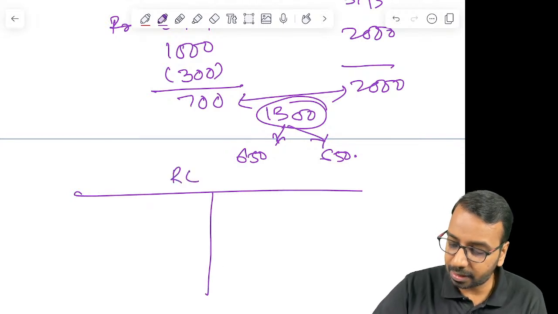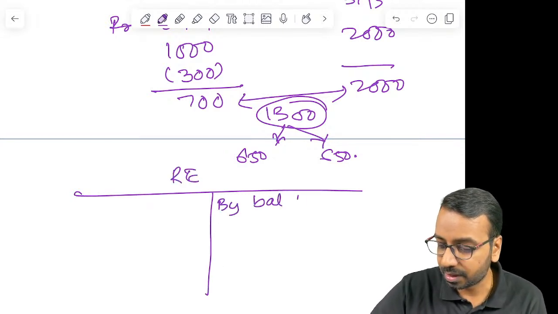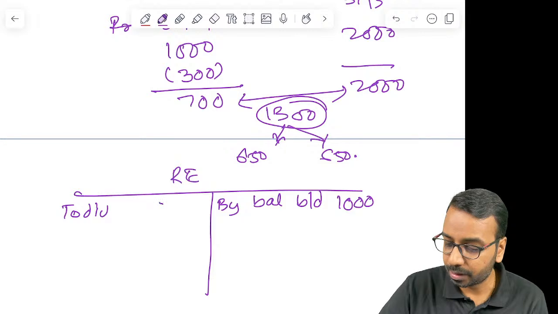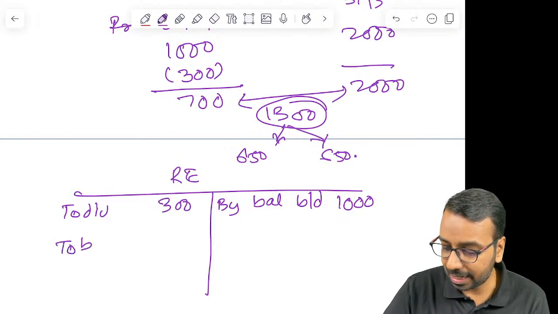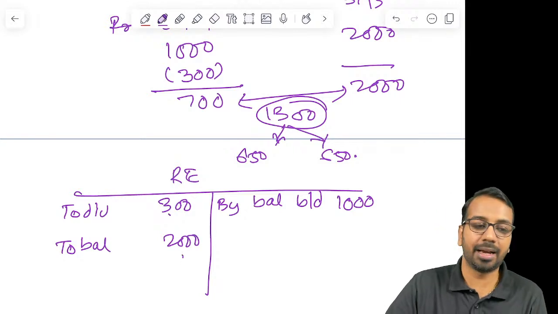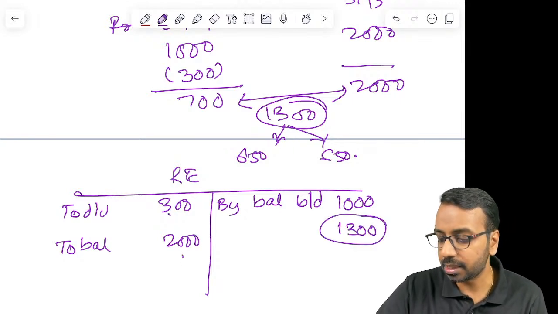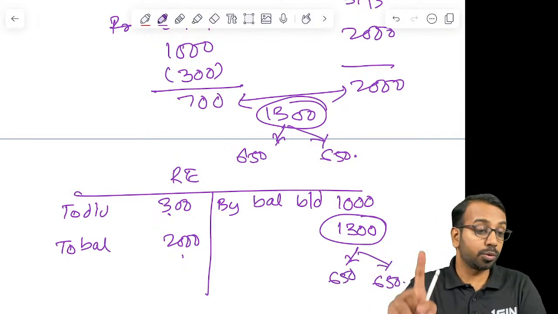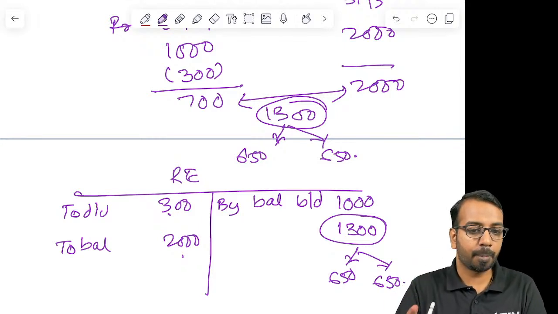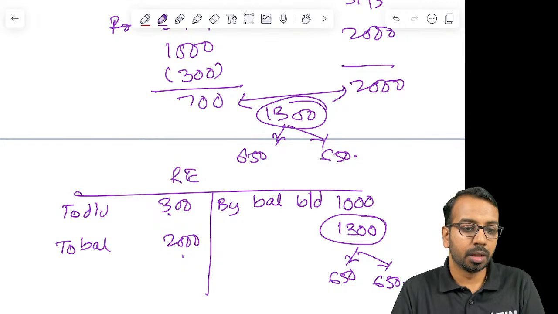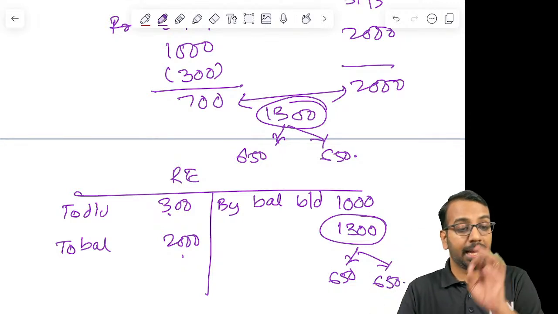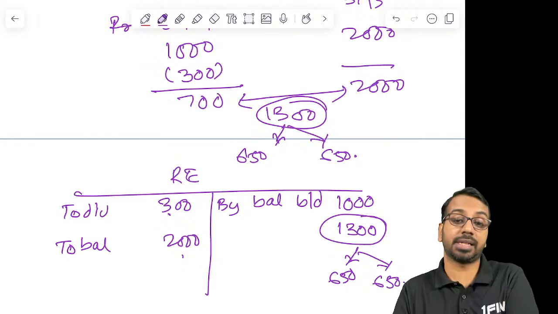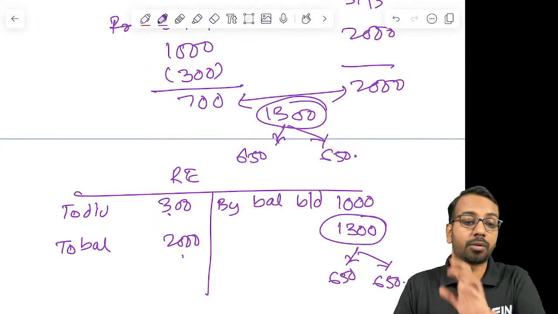retained earnings, by balance brought down 1000. Then they have declared dividend, so to dividend 300, to balance carried down 2000. So 2000 plus 300 minus 1000, profit during the year is 1300. Out of this, 650 is pre-acquisition, 650 is post-acquisition. This is one adjustment. Mark it as very important. And what you also need to do is practice. This has been tested in the previous attempts also. Practice it so that you don't miss it out in the examination.